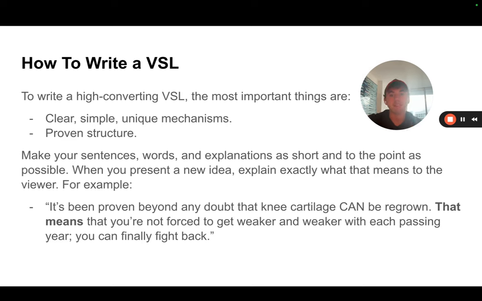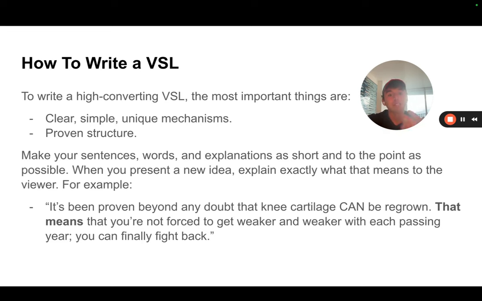Oftentimes, I see VSLs that could easily be cut in half and would work even better, because people add too much filler and fluff. They're trying to explain too much because they're writing with their analytical mind. Nobody consumes with their analytical mind. So you want to write for the state that the viewer is in, and they're in a state of scrolling on social media. That's a consumption state. It's a mostly unconscious state. So we want to make our stuff easy, simple, and clear.